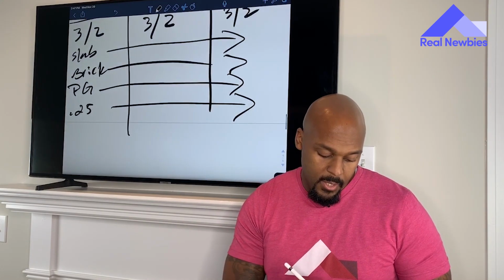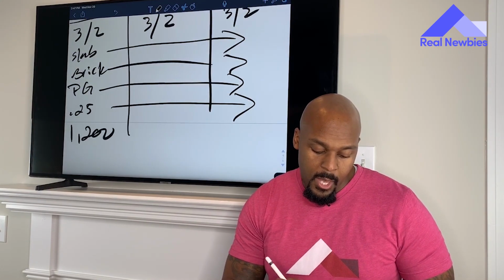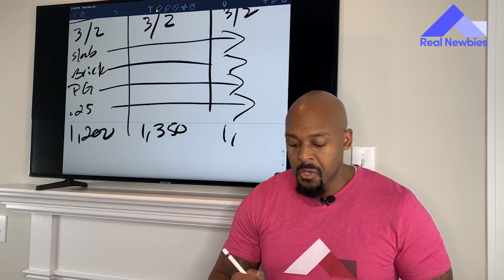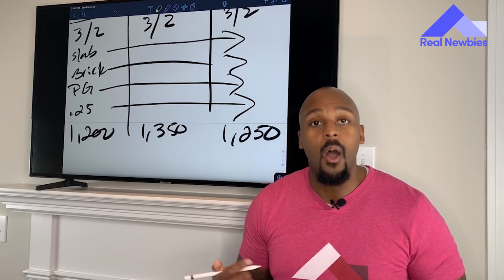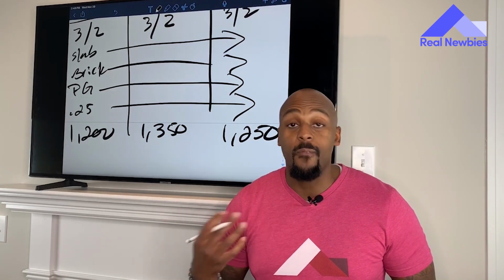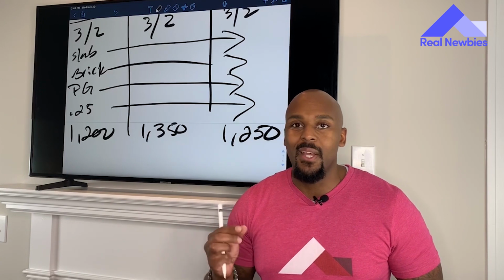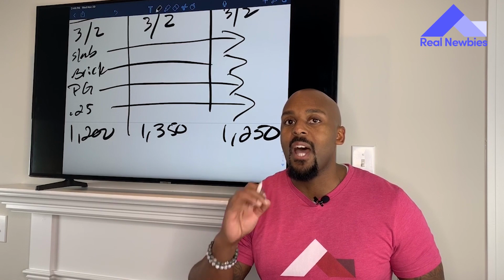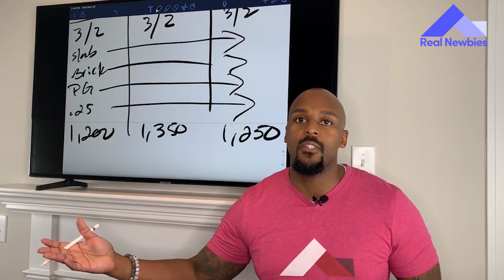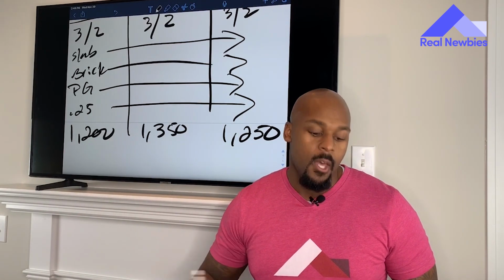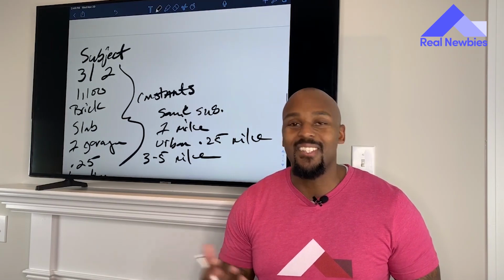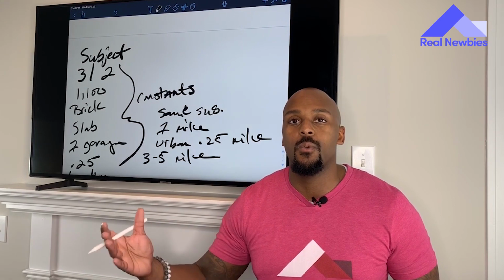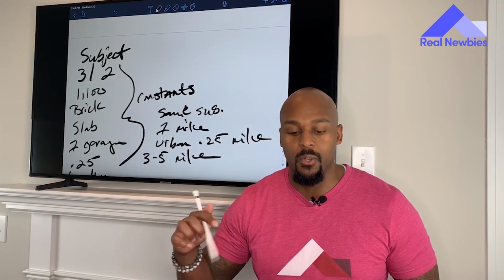So let's say the first comp is 1,200 square feet, the second comp is 1,350, and the next comp is, let's call it, 1,250. What you want to do when you're looking at square footage is make sure it's in a range, like a 5% or 10% range. Do not look at houses that are 2,500 square feet when your subject property is 1,100 square feet. That just doesn't make sense, because houses that are larger tend to have a suppressed price per square foot, okay?